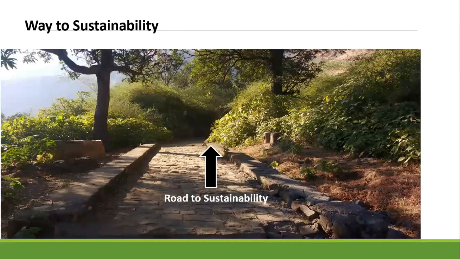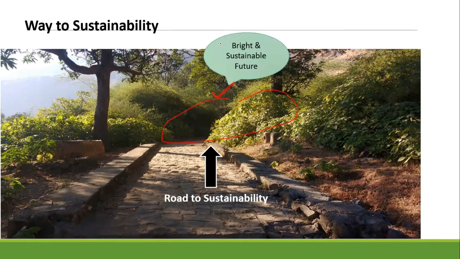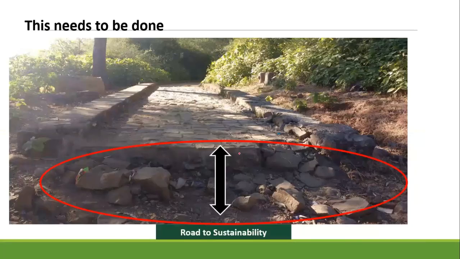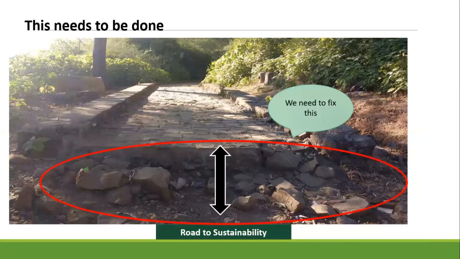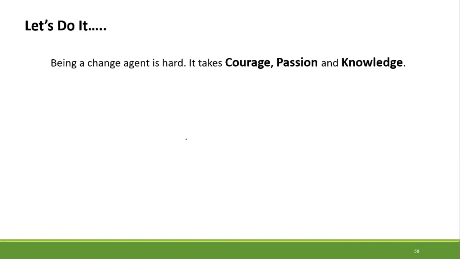Let's say this is the road to sustainability, this is the future that we want, a sustainable future, if I can say. So we have a bright and sustainable future. If we want that, this is the road to sustainability, and currently we are here, and we need to fix this first. This is in construction. This might be 10 or 20 years from now, so whatever actions we do will be reflected in this future. That's why it is very essential that we do this now. Okay, and to do it, let's do it.